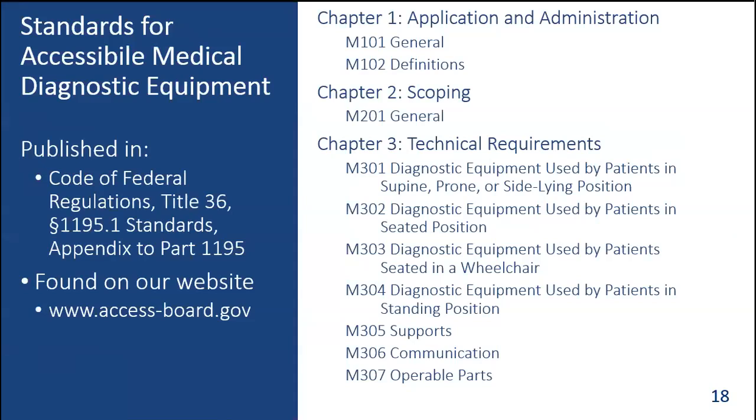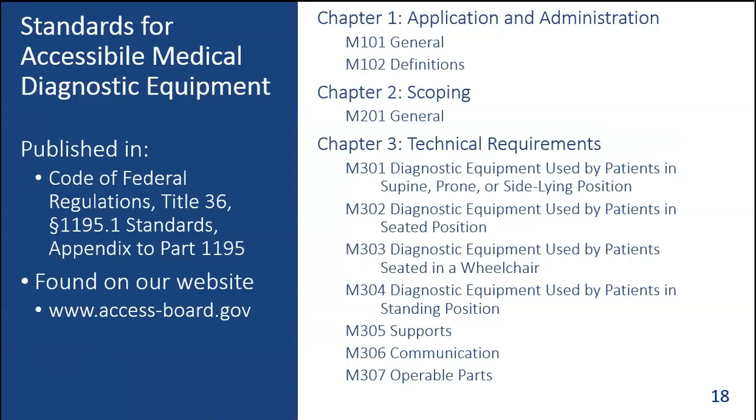The standards for accessible medical diagnostic equipment were published in the Code of Federal Regulations under Title 36, Section 1195.1, which refers to the appendix. The standards can also be found on our website via the link below, www.access-board.gov.